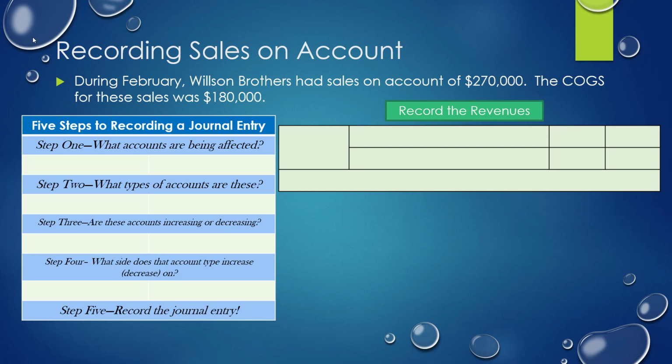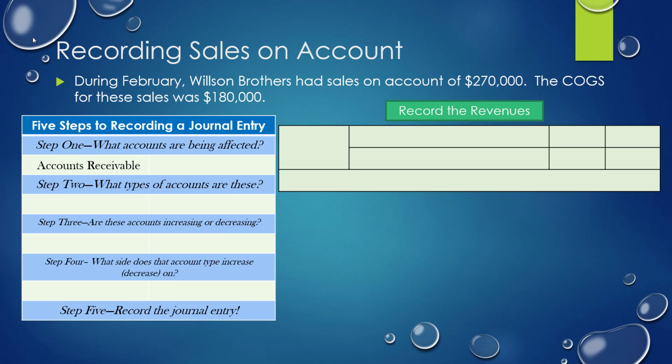During February, Wilson Brothers sold goods at a market value of $270,000. Let's just focus on that part for right now. Let's account for the sale portion of this. We sold these on account. So what two accounts are being affected? Well, now we're owed more money for the sales that we made. So our accounts receivable account has to be affected.